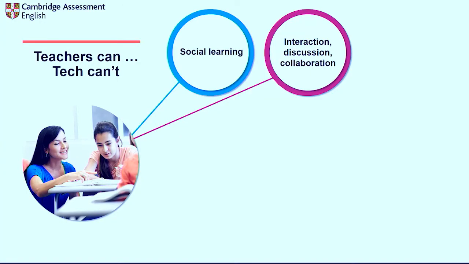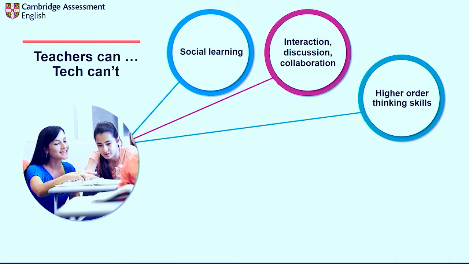Social learning. This is what learning is about. It's about exchanging ideas, developing learning through interaction, through being asked good questions, which move your thinking forward. Machines cannot do this, maybe not yet. So social learning is about interaction, discussion, collaboration. That's what machines cannot bring to assessment or to learning.